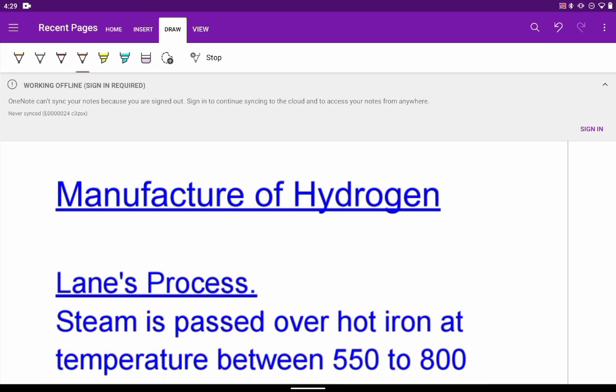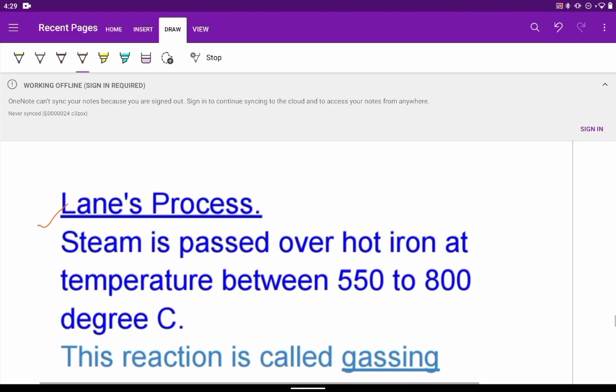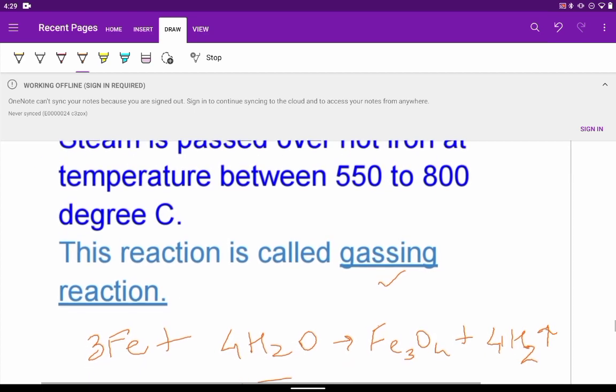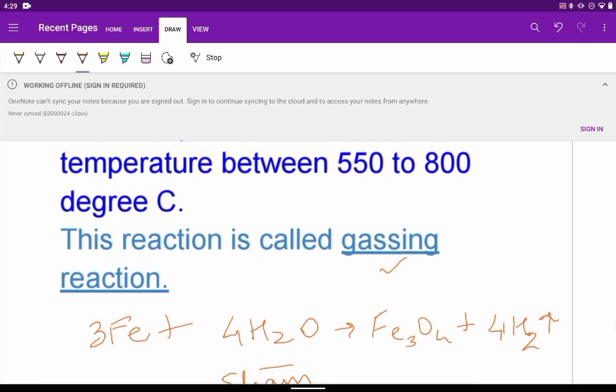In the manufacturing process, we can make hydrogen in a much higher, large quantity. In manufacture of hydrogen, we have a few processes. We will see one by one. One is Lane process. In this we require steam, and we have to maintain the temperature between 550 to 800 degrees C. At this temperature, steam is passed over hot iron. This reaction is a named reaction. It is known as the gassing reaction. In the presence of steam, iron will react. We get Fe3O4 and hydrogen gas will be liberated.